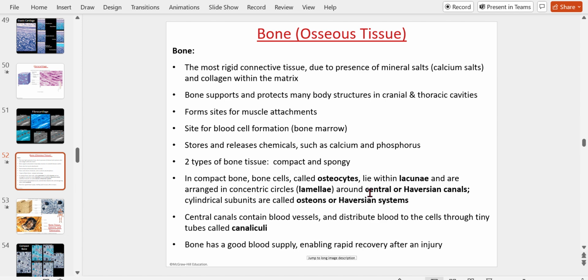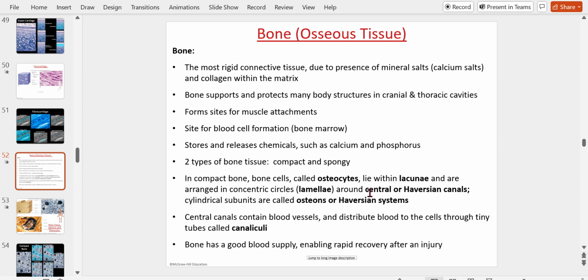Bone is the most rigid of the connective tissues due to the presence of mineralized salts, calcium. Bones support and protect many body structures in the cranial and thoracic cavities, form sites for muscle attachment, and are a site for blood cell formation. They store and release chemicals such as calcium and phosphorus. There are two types of bone tissue, compact and spongy.